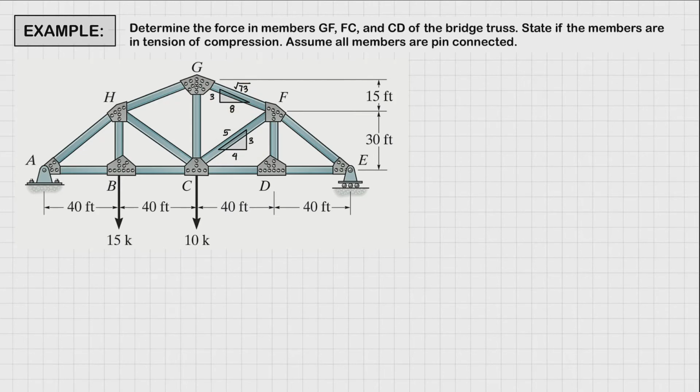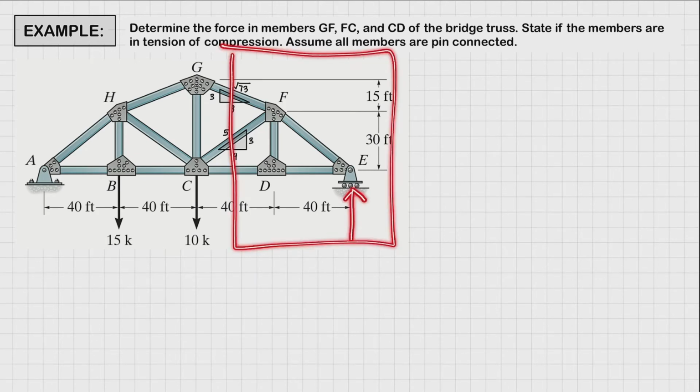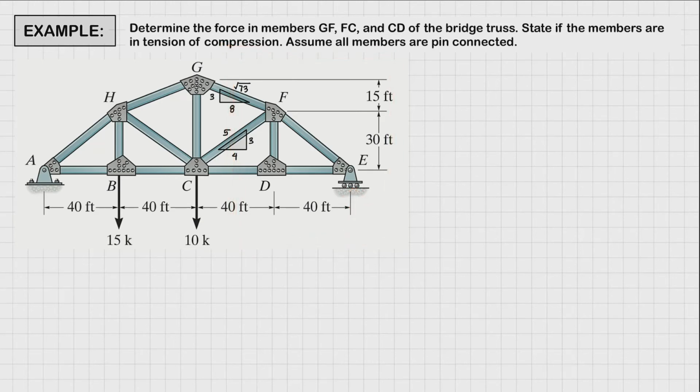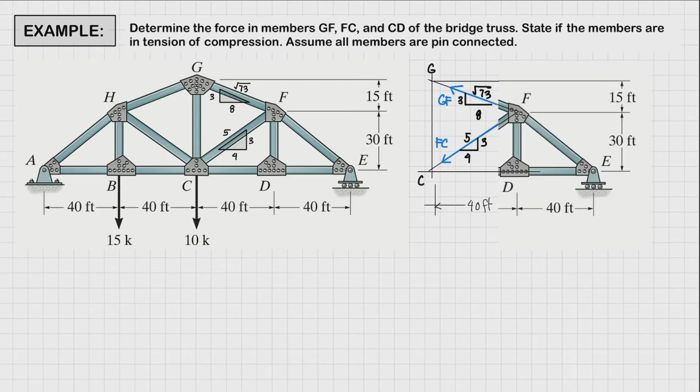Alright. So since we're considering the left side, we also need to solve for the reaction at E. So let's draw the free body diagram of our left side first. There you go. So first, let's solve for the reaction at E right here. Let's name that as our, say, EY.